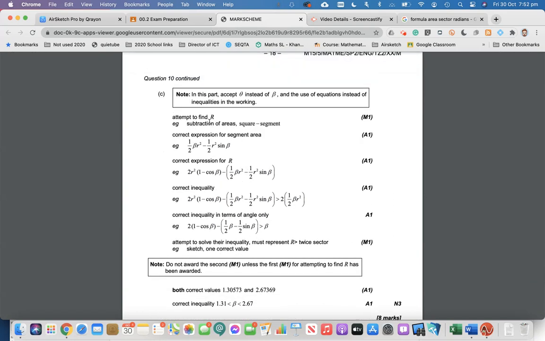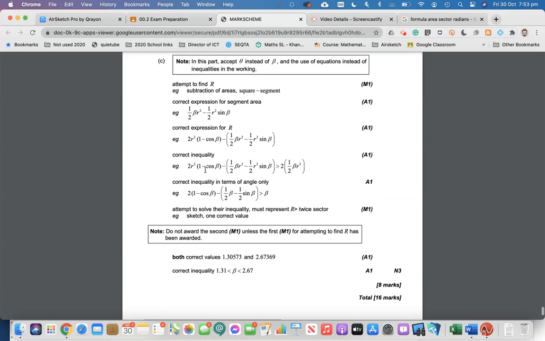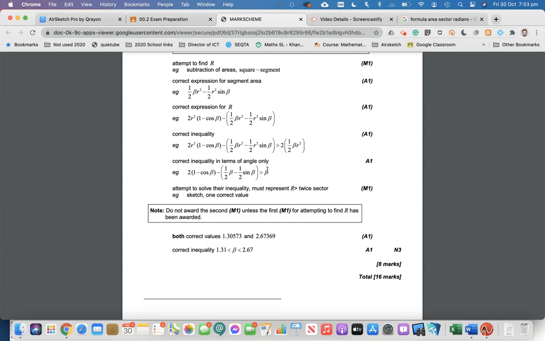Part C, attempt to find R, subtraction of area, square minus segment, correct expression for the segment area. And I broke it down a lot more because I wanted to unpack the thinking behind it. How do I find the segment area? The segment area is going to be the sector area minus the triangle area. Correct expression for R, there it is there. Correct inequality, there it is there that we did. Correct inequality in terms of angle only, although I subtracted beta from both sides to get mine. Same difference though.